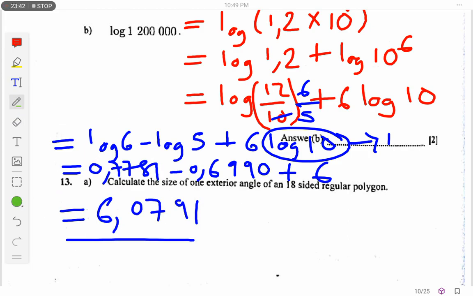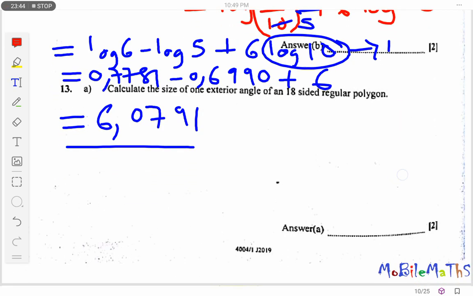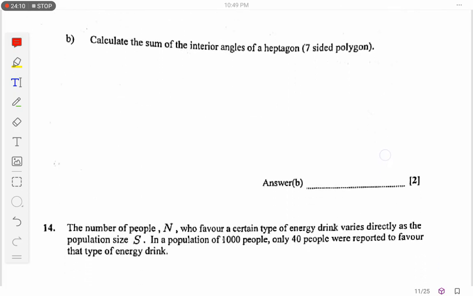I have exceeded my place of working. Calculate the size of one interior angle of an 18-sided regular polygon. Basically the sum of exterior angles is 360 degrees, then we divide by 18 sides, so our exterior angle is 20 degrees there. Okay, let's go to the next one.